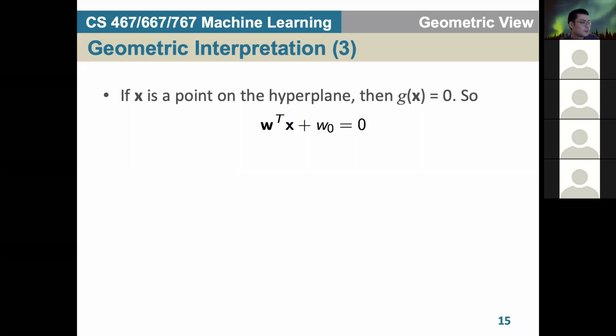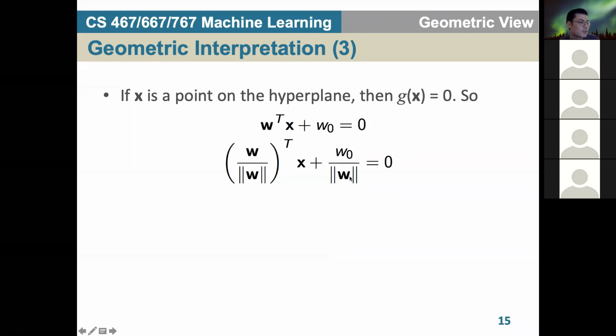So let's assume that the X is on the hyperplane. Right? So g(x) is equal to 0. In this case, what we can do is divide both sides by the magnitude, the length of the vector. The 0 divided by this is 0. Here we can write it.